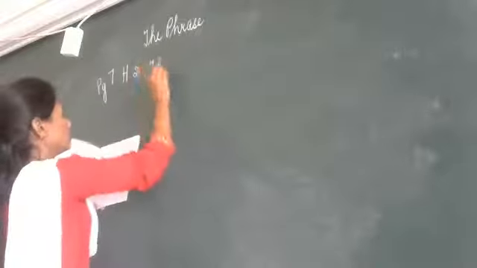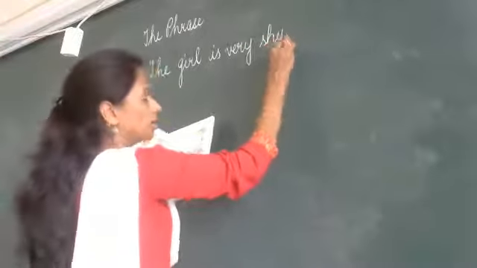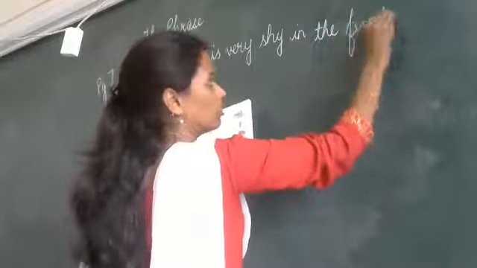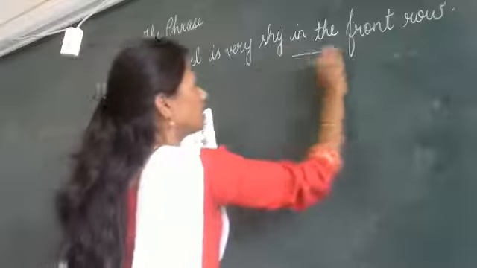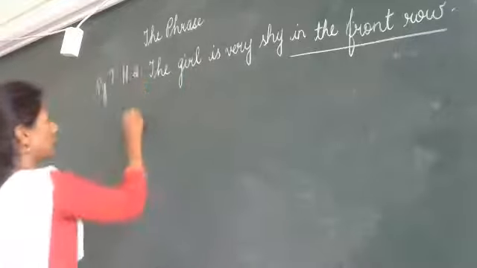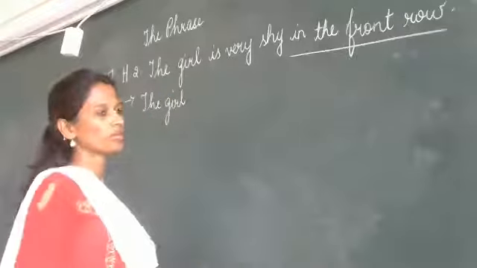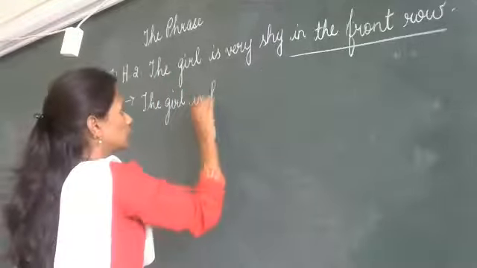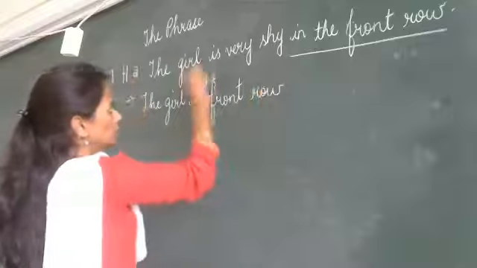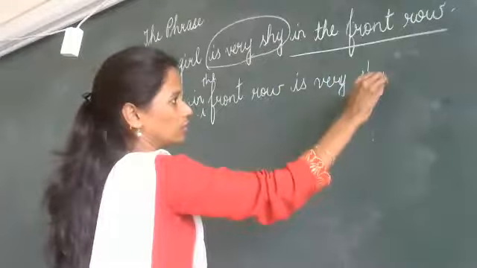Now see here: The girl is very shy in the front row. What is underlined? In the front row. Now this order of the sentence is wrong. So what will I do? I'll write the girl. Now, what should I write first, student? Put it in a proper sentence. In the front row. The girl in the front row. Then what? Is very shy. Is it clear?